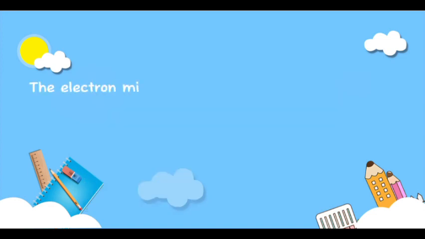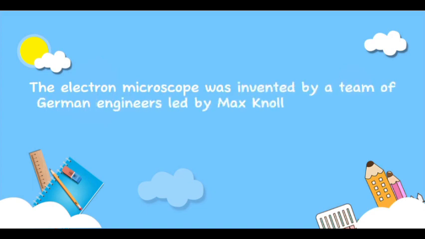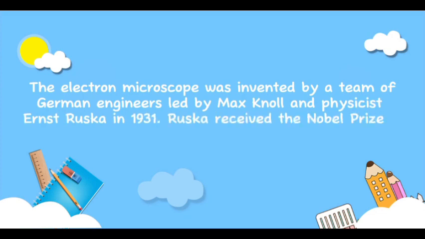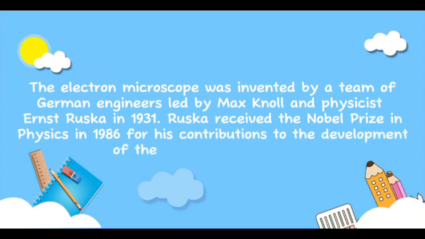The electron microscope was invented by a team of German engineers led by Max Knoll and physicist Ernst Ruska in 1931. Ruska received the Nobel Prize in Physics in 1986 for his contributions to the development of the electron microscope.